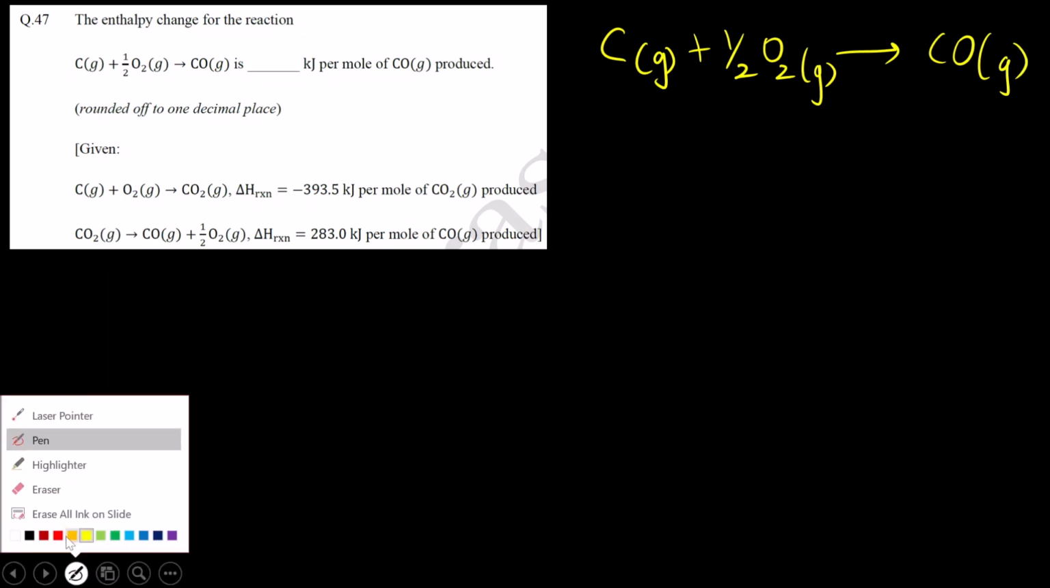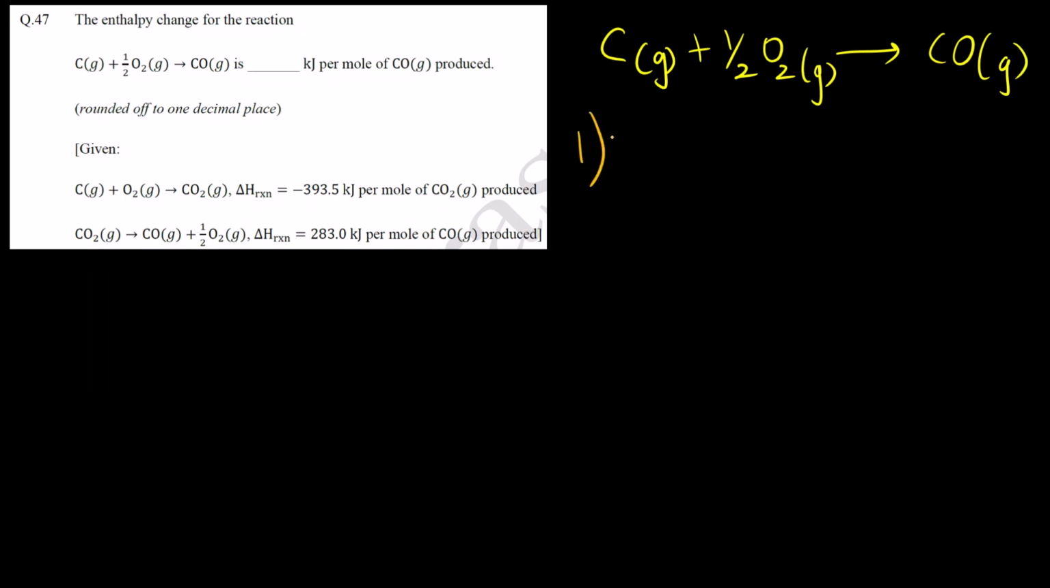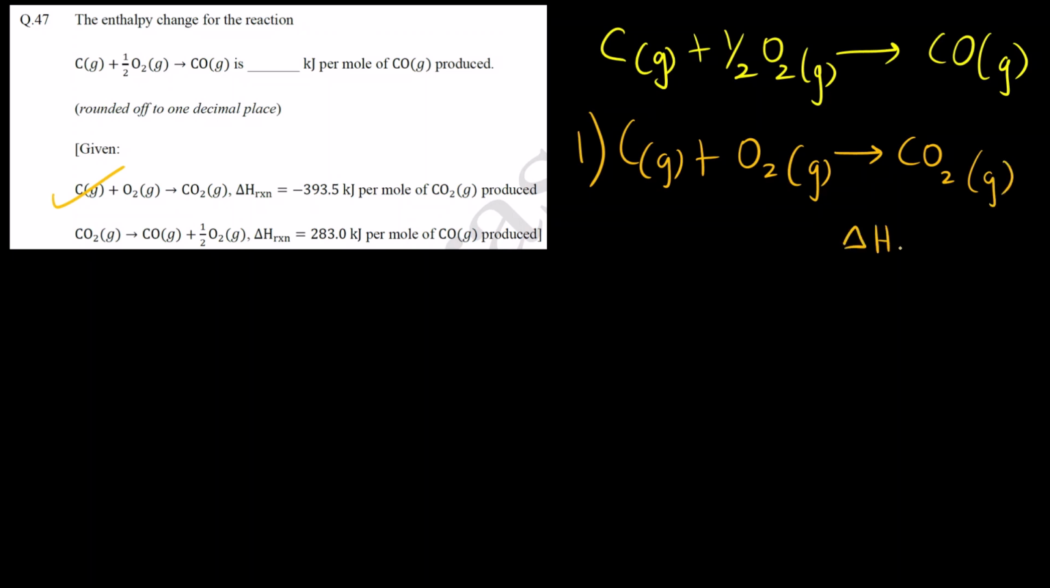Now what is the required equation that is given? Required equation is carbon gas plus half O2 gas gives CO gas. Okay, what is the first equation that is given? The first equation given is this one, carbon gas plus oxygen gas gives CO2 gas. Okay, and delta H, let's say this is delta H1, it is given as minus 393.5 kilojoule per mole.